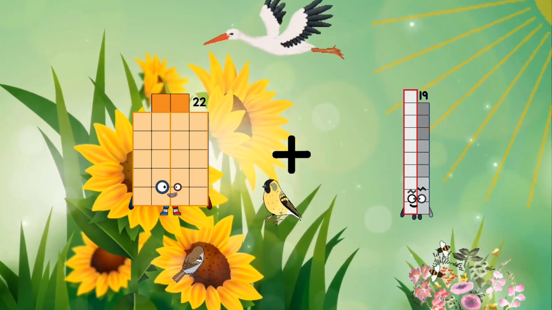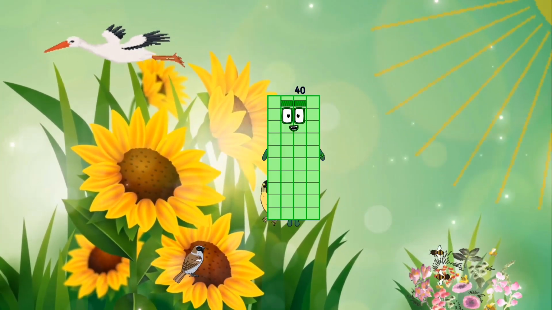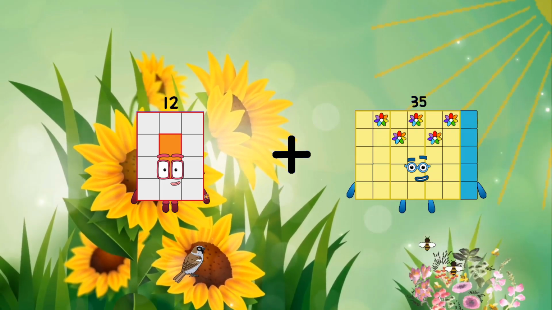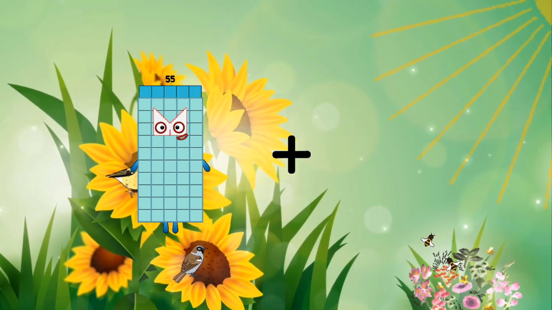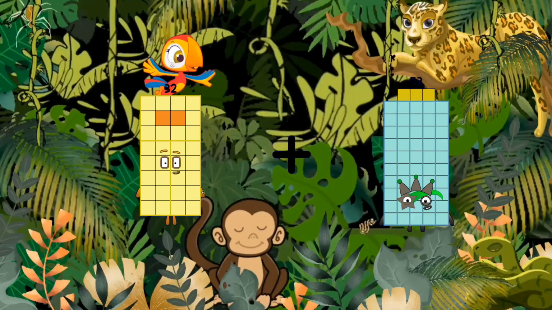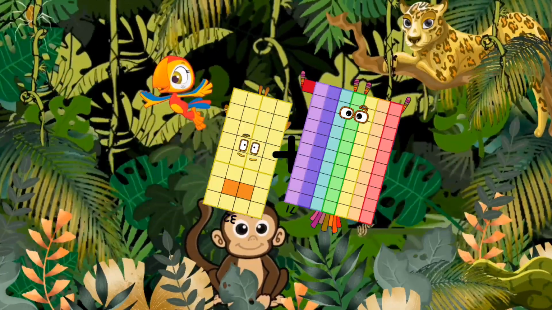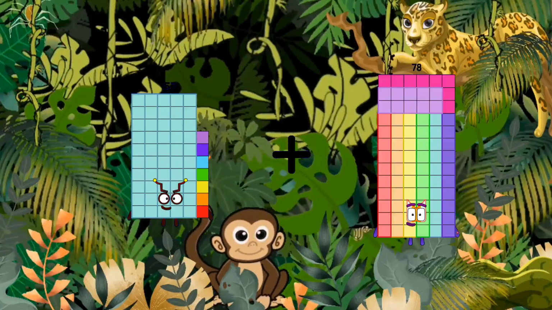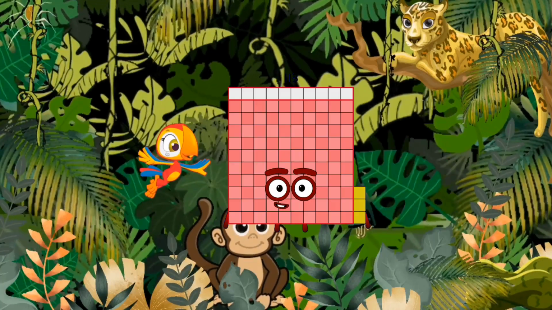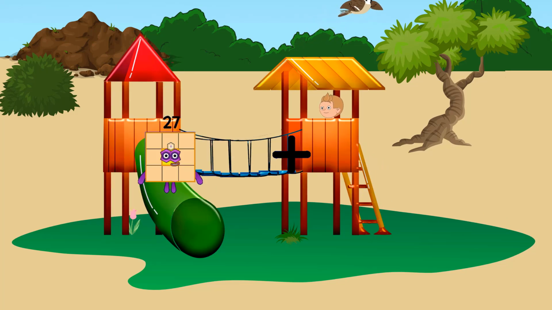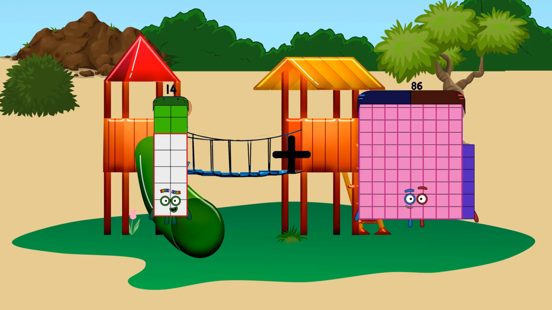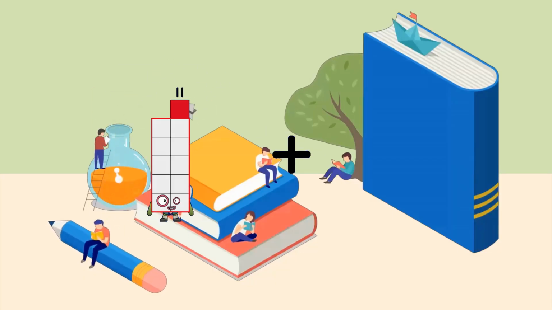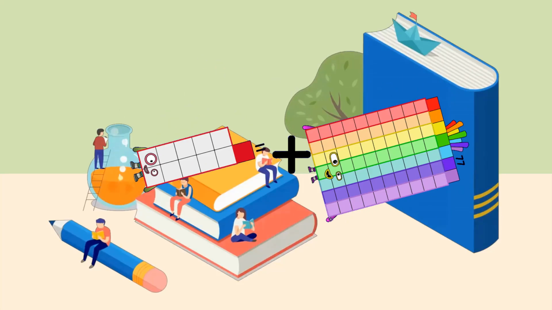22 plus 18 equals 40. 12 plus 35 equals 47. 32 plus 71 equals 103. 57 plus 56 equals 113. 14 plus 3 equals 17. 11 plus 77 equals 88.